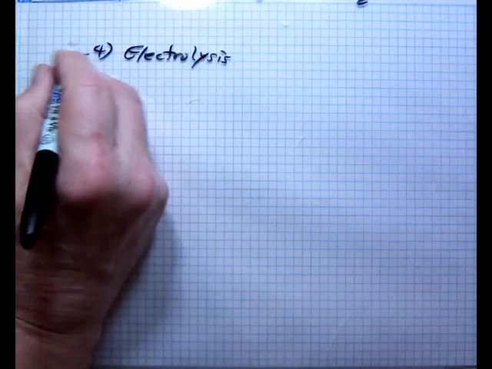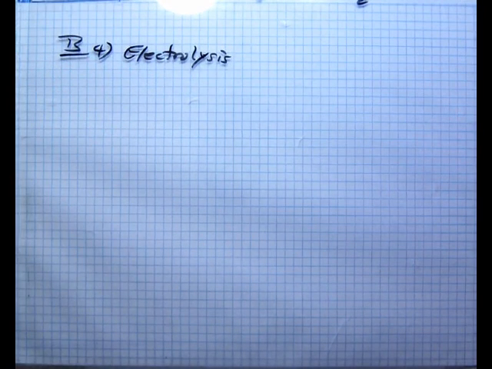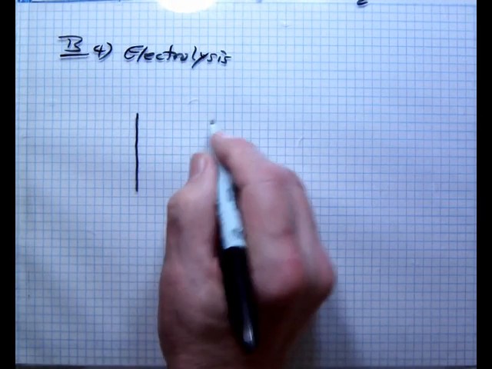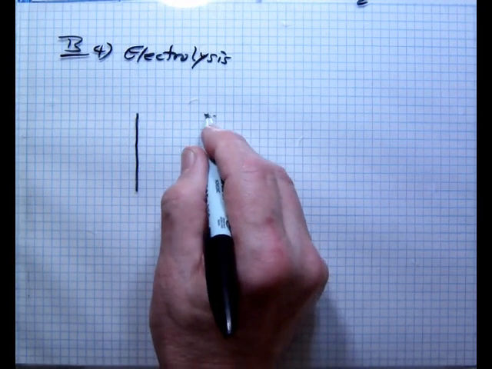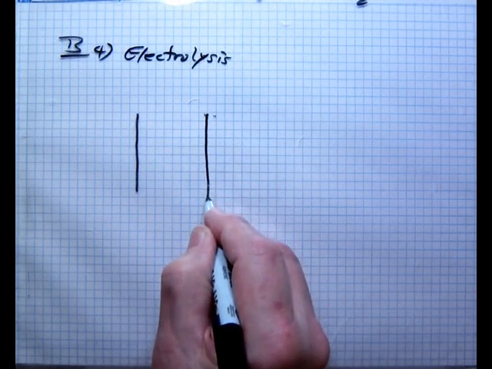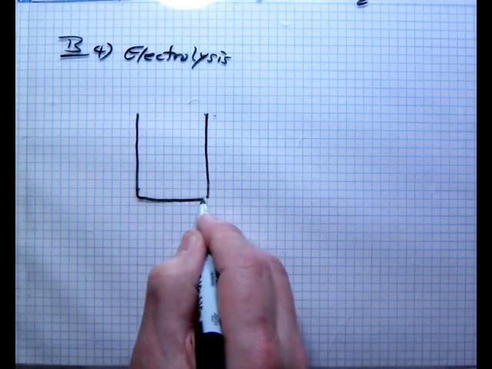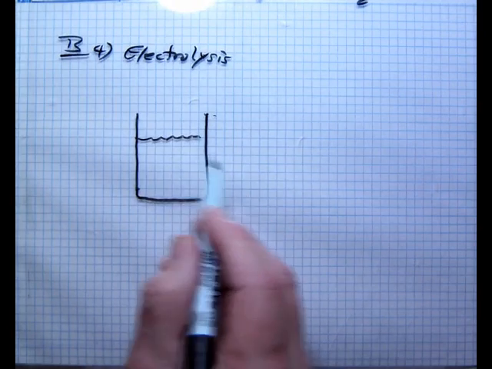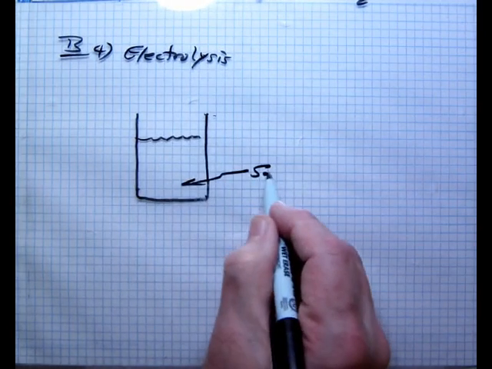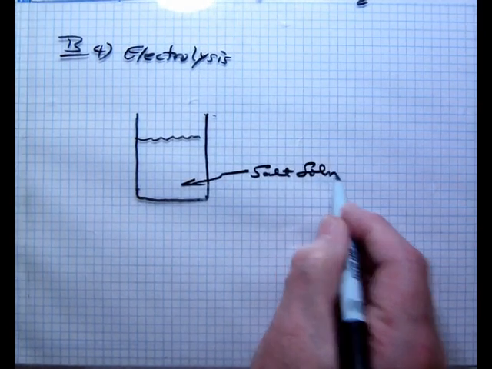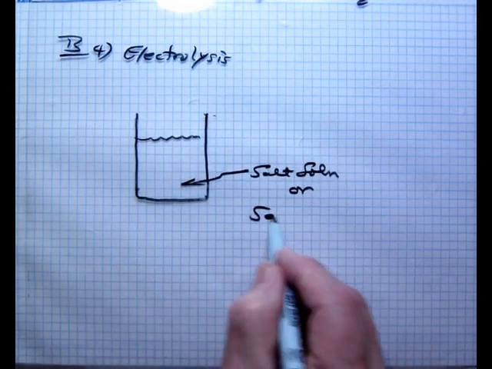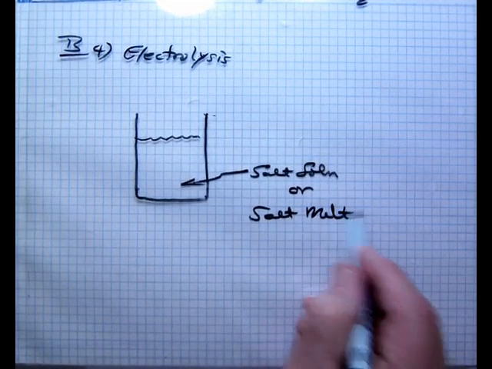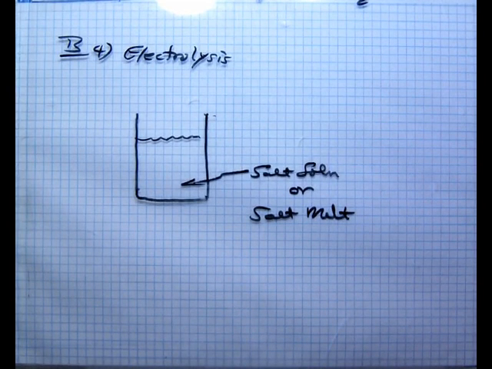Now I'm going to give you a short lecture on electrolysis. Electrolysis uses what we call an electrolytic cell, a battery jar, and in this you have a salt solution or salt melt. You can use either one of them, okay?